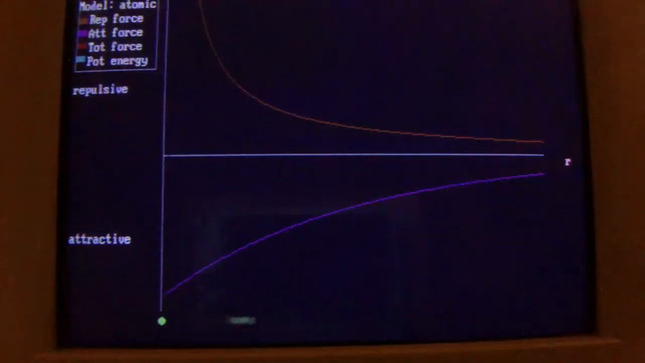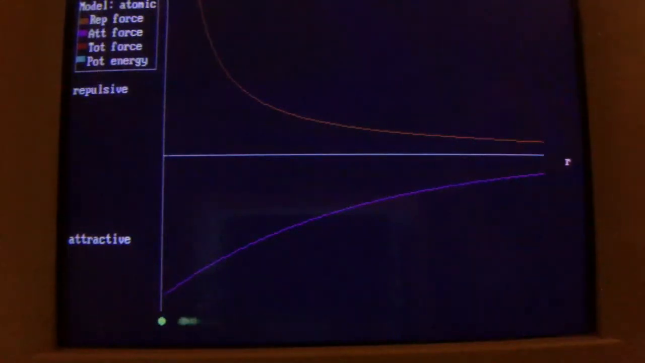I've increased the distance from where I released the atom, and you can see it wildly moving back and forth. Let's make a graph of the forces that contribute to forming this bond. Here's the repulsive force. Here's the attractive force. Notice that these forces are not symmetrical.